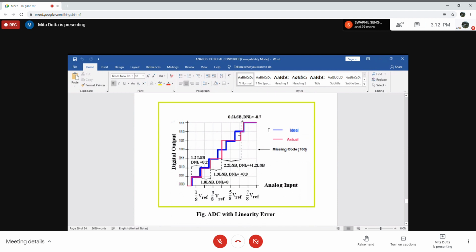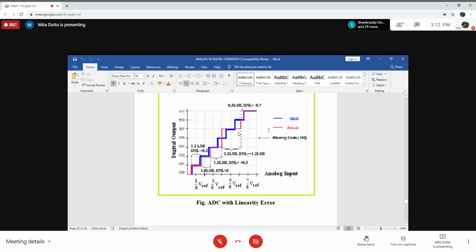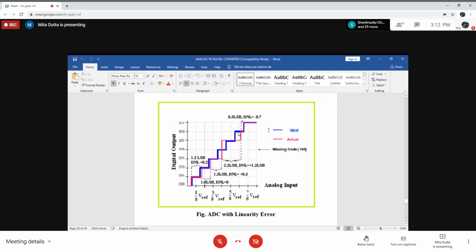Now see the graph. The graph is visible to you. Hello? Yes, ma'am. Visible. Now tell me why from 001 to 010 the DNL is 0.2. Madam, for 000 to 001, the DNL will be 0 because both the transitions occur at 0.5 LSB.